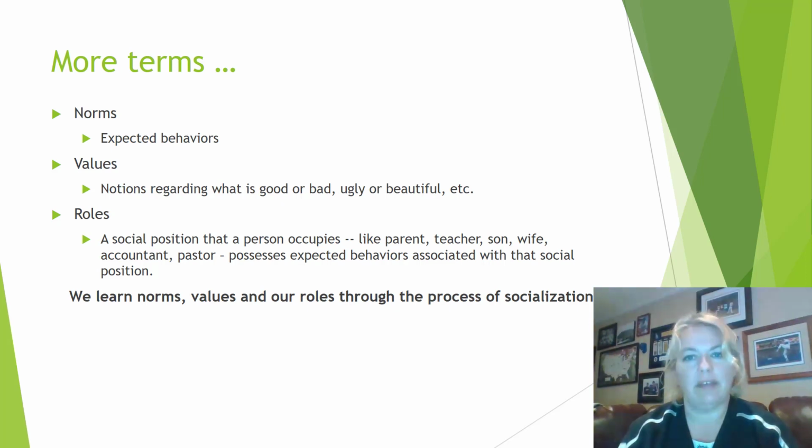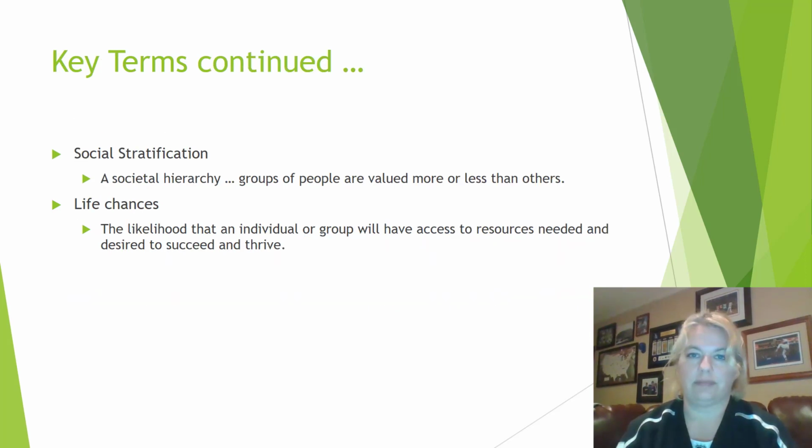So there are normative behaviors we're expected to engage in as a mom, a CEO of a company, a nurse practitioner, an accountant, a social worker, etc. There are roles with expected norms, and oftentimes with those, we have or develop values that are associated with those roles. So the roles are the behaviors associated with those labels that we talked about. So we learn our norms, values, and our roles in life through the process of socialization.